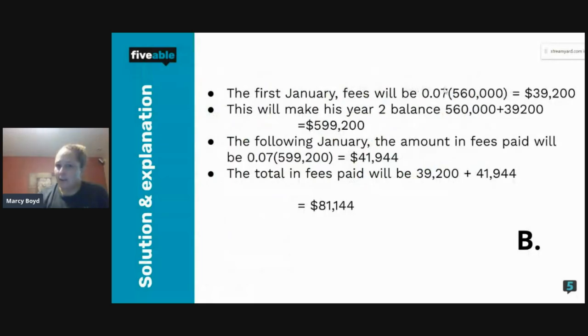So I did my very first thing. I did 7% of 560,000. So his first year, that's the fee he had to pay. I got to take that fee and add it to the starting balance of 560,000. So this will make the end of his first year, or beginning of his second year, this much. That January, now he's got to pay 7% on that, which I have as $41,944. Now he's got to add that, right?